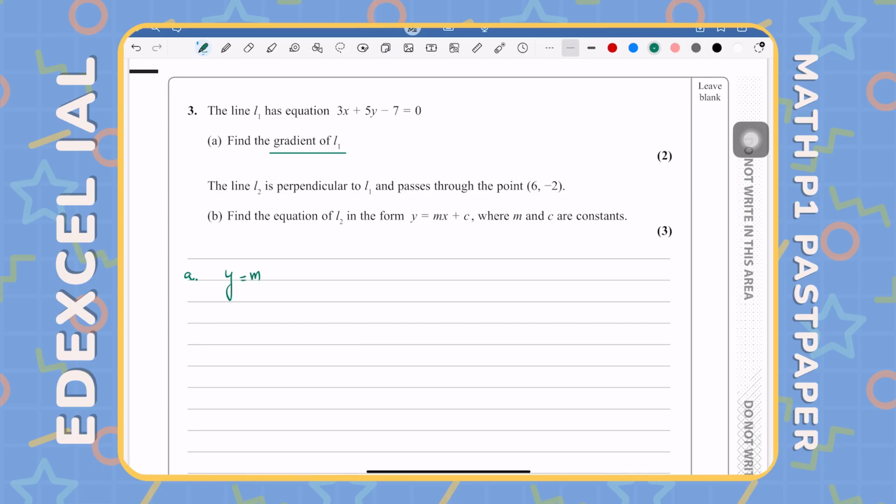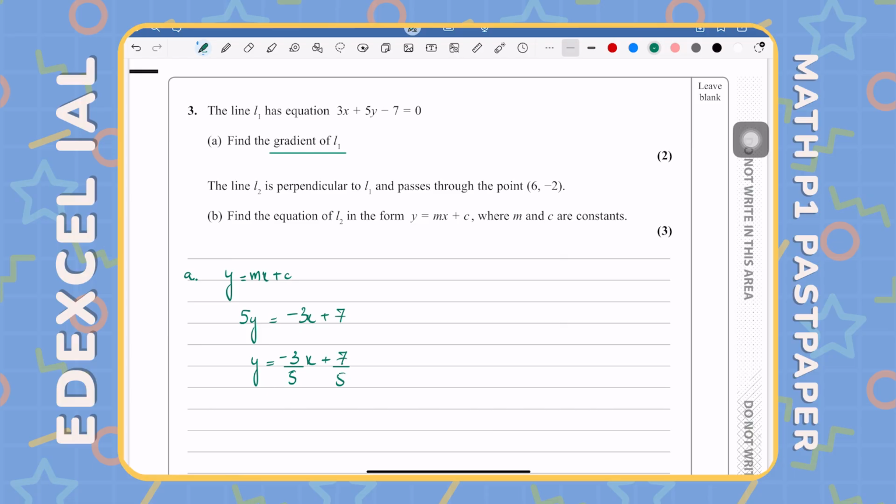y is equal to mx plus c. When you write it like this, when you make y the subject, the coefficient of x, which is m, is basically your gradient. So let's make y the subject. So we have 5y is equal to minus 3x plus 7. So you can see I've made 5y the subject, but not y yet. So y would be equal to minus 3 upon 5x plus 7 upon 5.